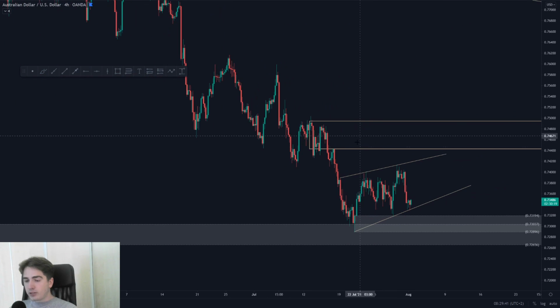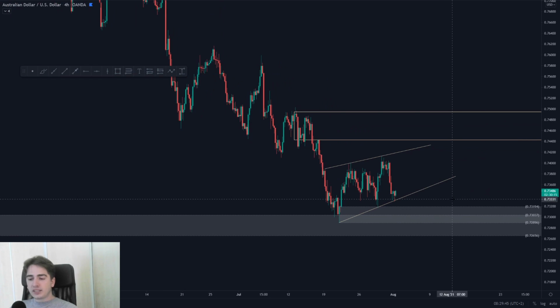This is going to be our potential sell zone, and from down over here we could see some potential buys if we do see a nice price pattern form. So that is it for Aussie dollar. Let's head over to Euro dollar.